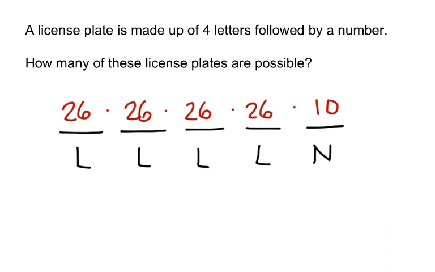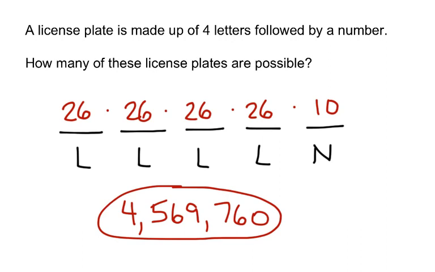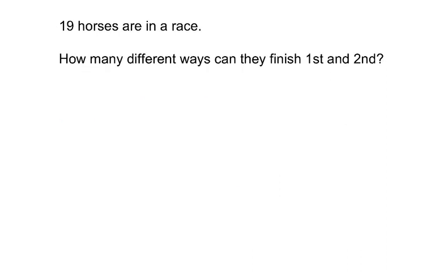And once we've multiplied all those together, we'll find out that there are 4,569,760 of these license plates that are possible. That's the fundamental principle of counting, is how many choices are there for each space? Multiply them together. Let's look at one more example.